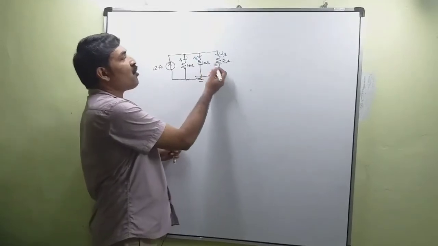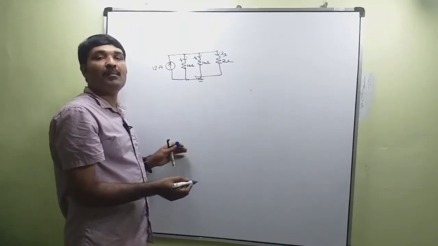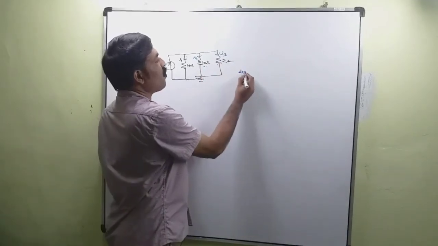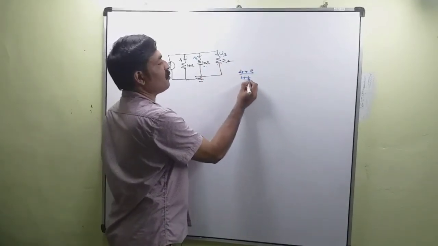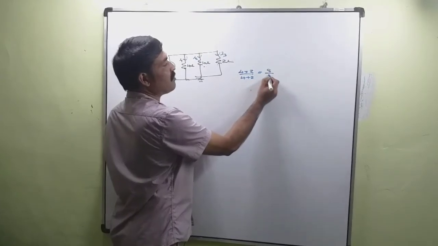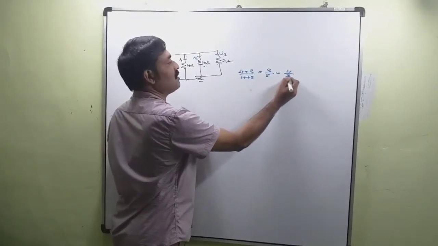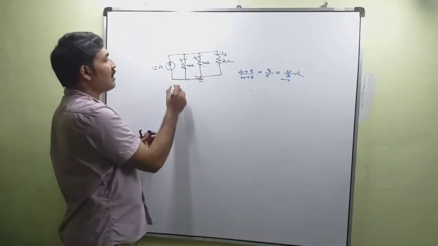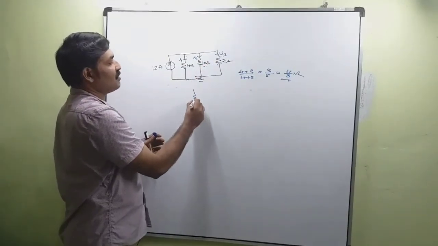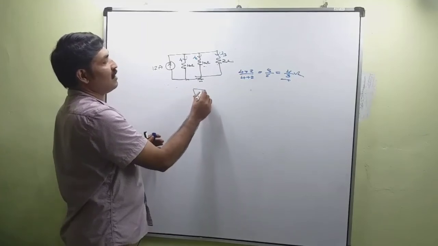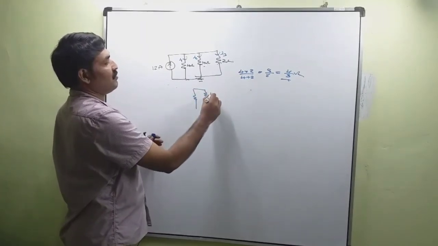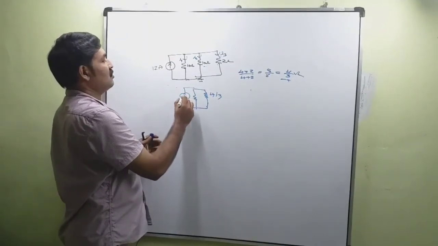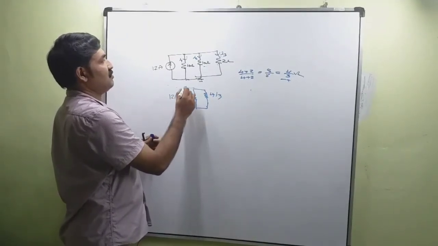Now, 4 and 2 are in parallel. So, the effective resistance of these two is 4 into 2 divided by 4 plus 2. That is equal to 8 by 6, or 4 by 3 ohm. This is the effective resistance of 4 and 2. Now we can simplify the circuit: this is 4 and we have 4 by 3, and this is our source of 12 amps.